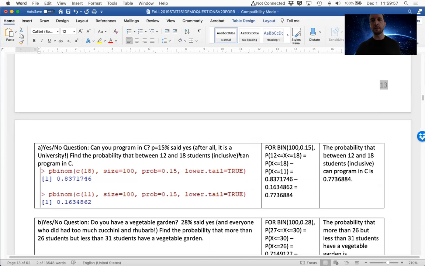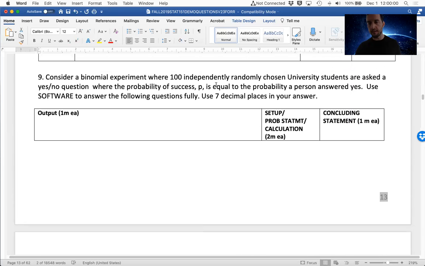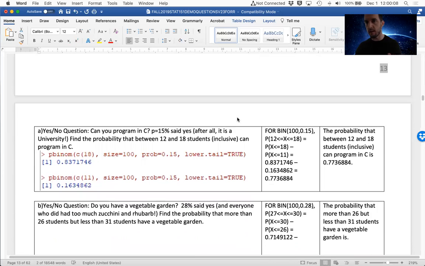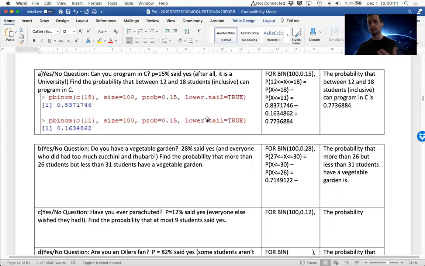In this question, basically what we are told is that for every situation, we have 100 independent students. So we have 100 as little n, which is our experiment repetition size, or the number of repeated trials, or the sample size. So in part A, the yes or no question is, can you program in C? So P equals 15% said yes. So we have a probability of success of 0.15, and we have little n equal to 100 for every single experiment. Find the probability that between 12 and 18 students can program in C.